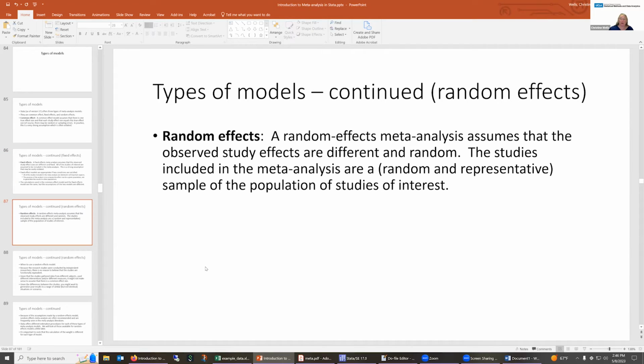Okay, so a random effects model assumes that the observed studies are different and random. The studies included in the meta-analysis are a random and representative sample of the population of studies of interest. I can live with this. I can live with both parts of this. I can really go for the idea that the effects are different. I guess they're random, but I can go for they're different because I don't see that many replication studies in the social sciences. I wish I saw a lot more than I do, but I don't. And so I'm going to go with this idea that the study effects are in fact different.